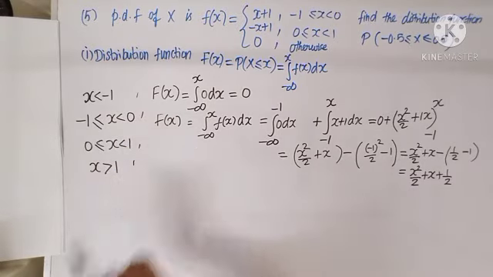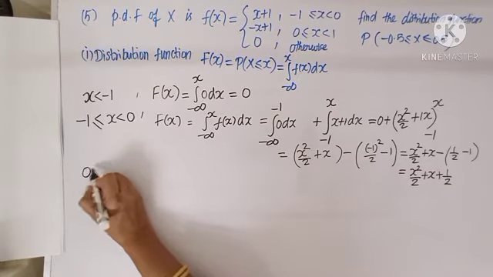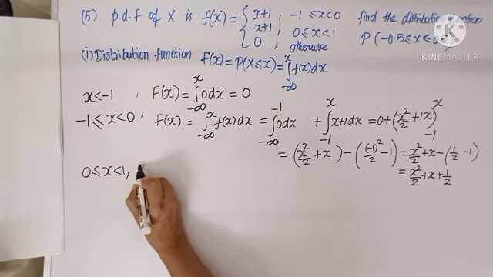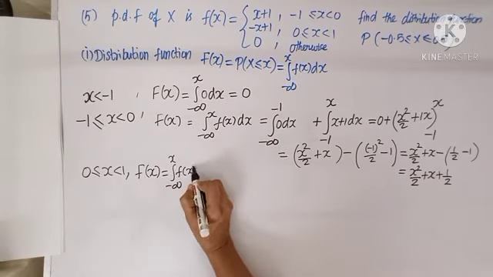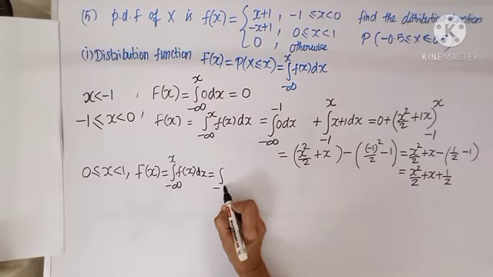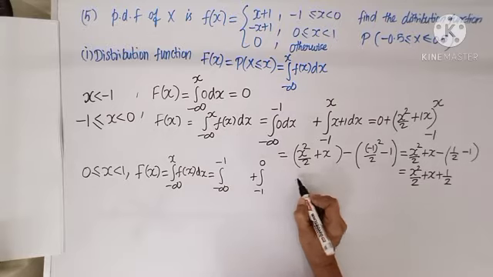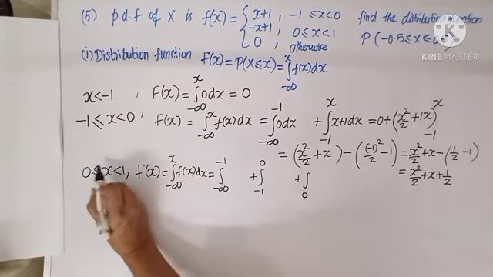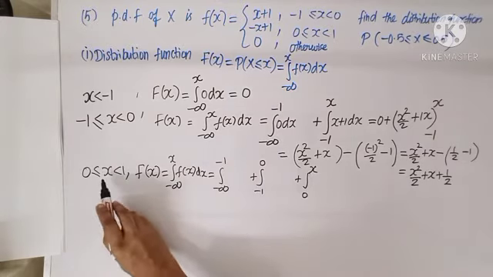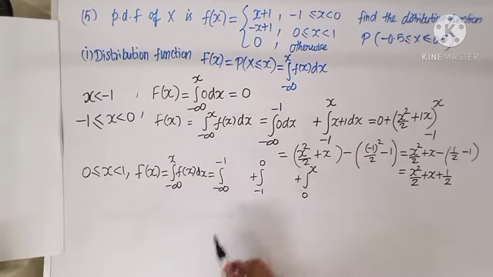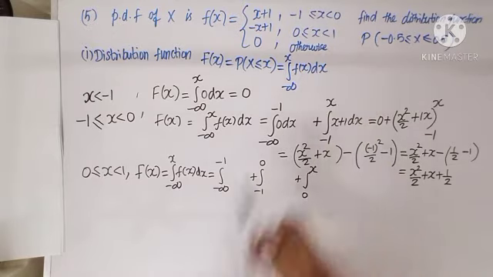The third interval, I have 0 to 1. We have 0 less than or equal to x less than 1. F of x is the integral from minus infinity to x of f of x dx. How should I split it? Minus infinity to minus 1, minus 1 to 0, 0 to x is coming here. My question is 0 to 1, x is coming. How will I split it? Minus infinity to minus 1, minus 1 to 0, 0 to x.